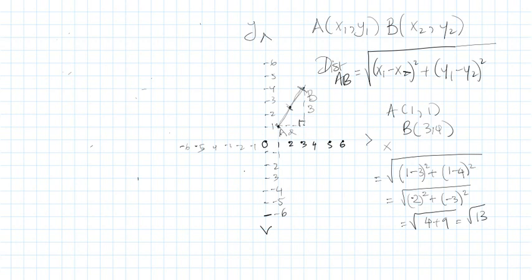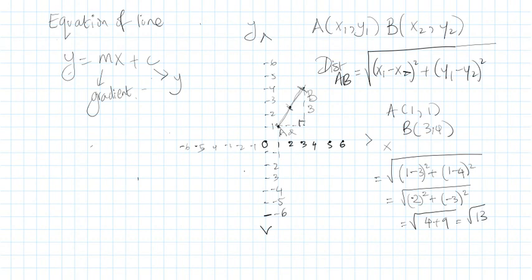aspect of the coordinate geometry chapter is actually finding equation of lines. Okay, so we're now going to, okay, let me write on the left hand side here. So equation of lines, that's the next section, equation of line. So if you have 2 points, you can actually find its equation. And the general form of the equation of a line is y is equal to mx plus c, where m is the gradient and c is the y-intercept.